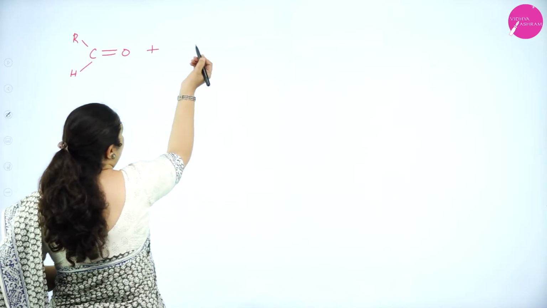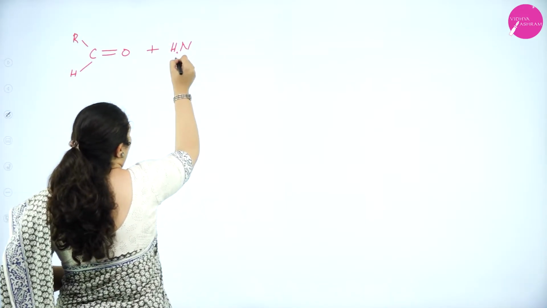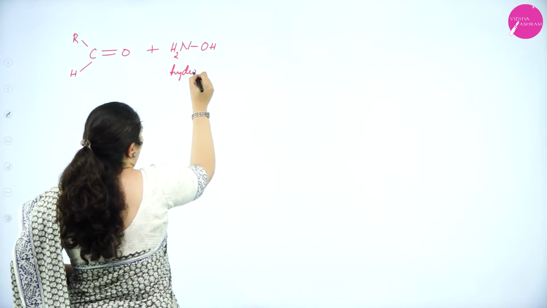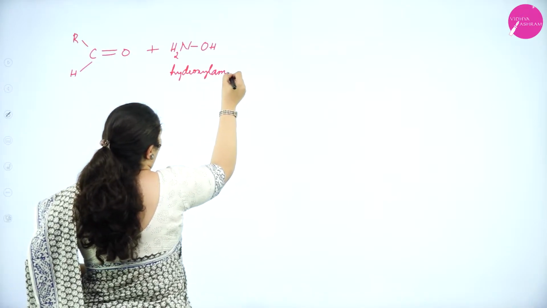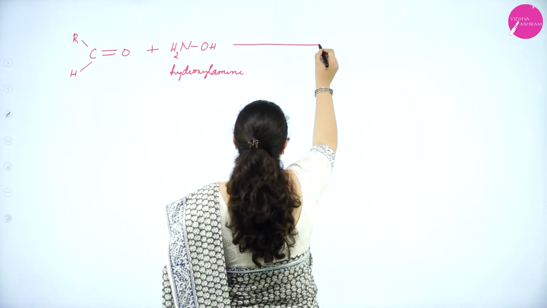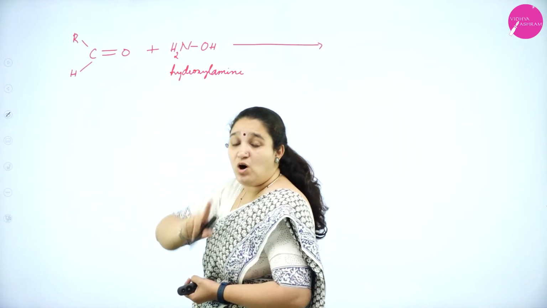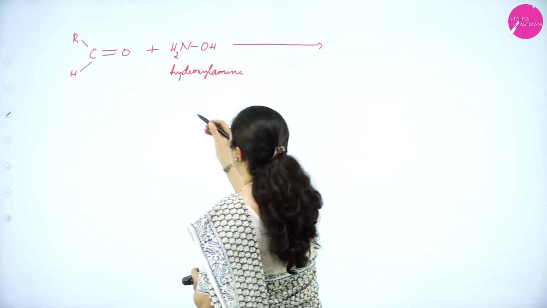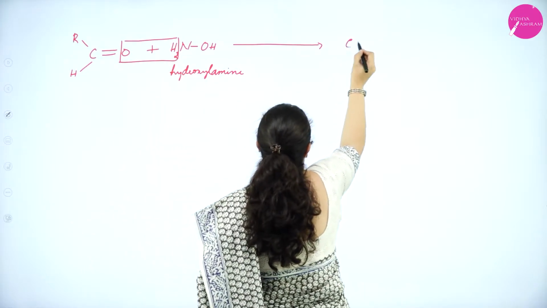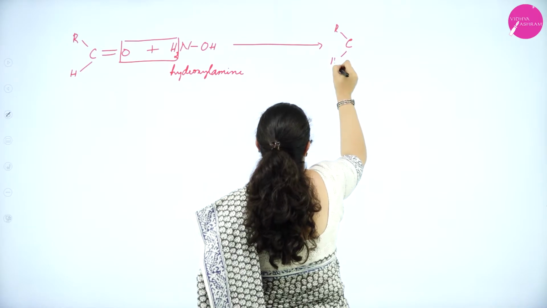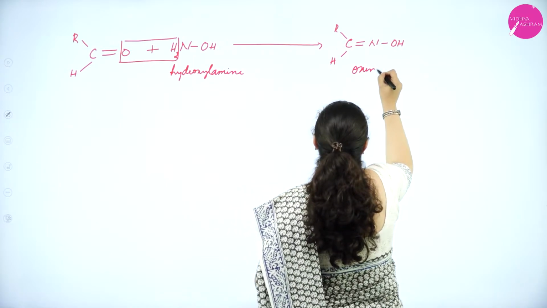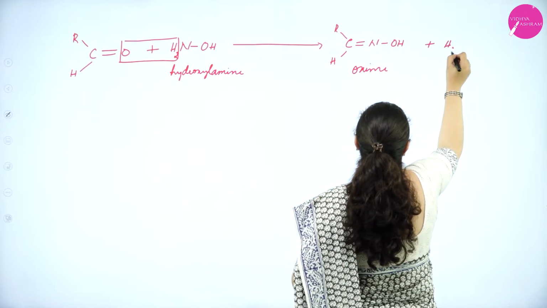So this one, if it is reacting with hydroxylamine, so NH2 with OH, what is this? Hydroxylamine. So what is the product formed here? Directly I will write, I am not writing the intermediate here. It is not necessary that you write the intermediate. You have to remember water is the one which is getting removed. H2O is getting removed. So you will get R, C, H double bond NOH, and this is called oxime, okay? What is getting removed?